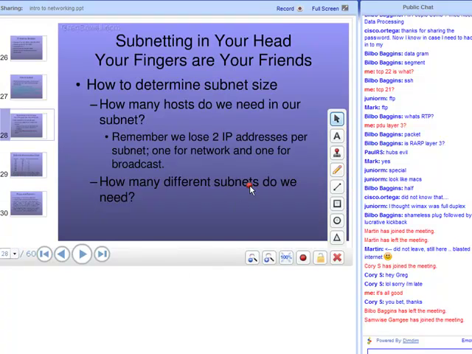There we go. Alright. So, what's important when you're subnetting? There's only really a couple of questions you ever ask yourself. How many hosts do we need on our subnet? So how many machines do you want to live on this subnet? And you've always got to remember, whenever you create a subnet of any size, you're going to lose 2 IP addresses, one for the network address and one for the broadcast. So one at the very beginning, one at the very end. You always got to remember that. And how many different subnets do we need?